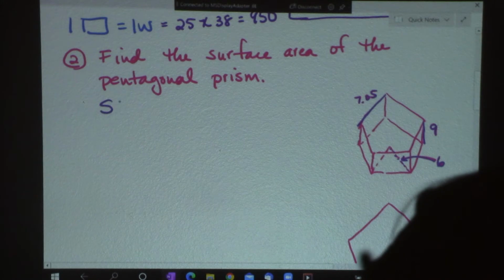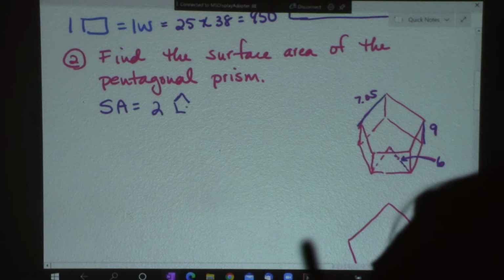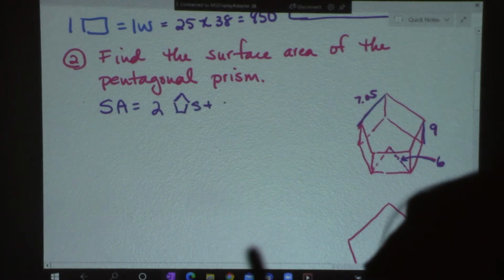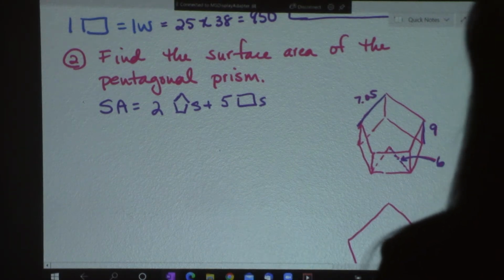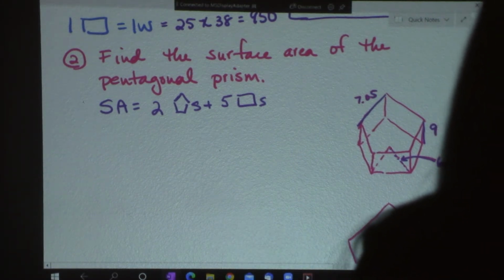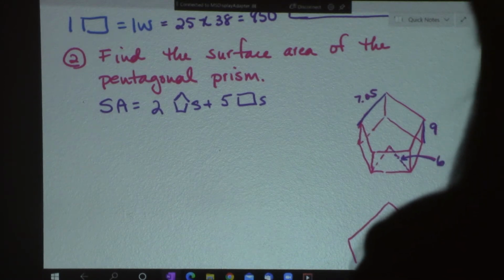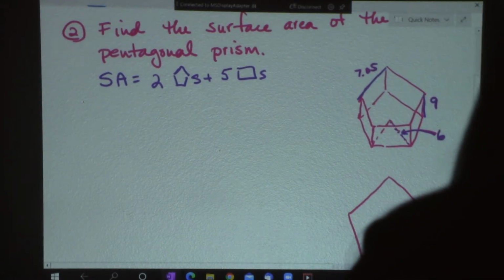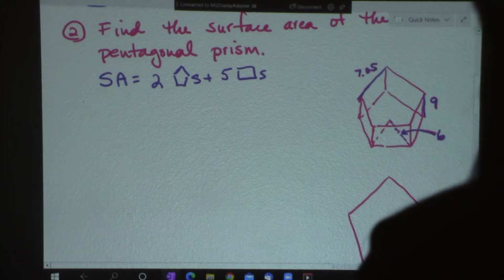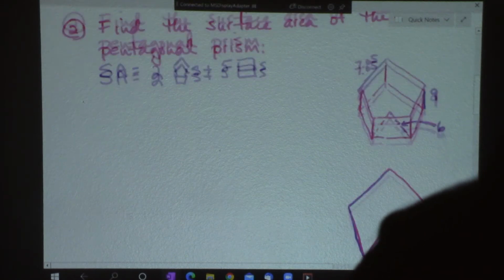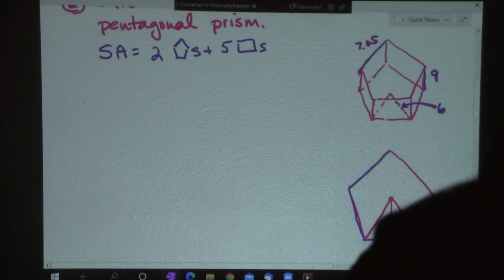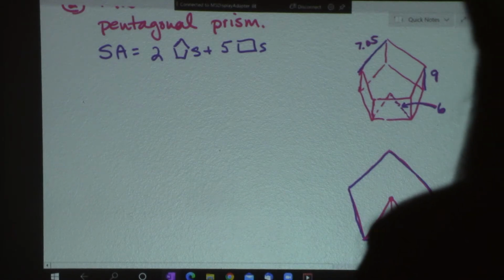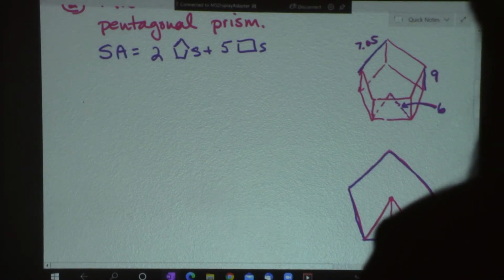So let's write down a plan. I'm going to have 2 pentagons, and then I'm going to have 5 rectangles. Okay? Now I wrote them down as all the same because they are all the same. My picture, I know, is not the greatest, never claimed to be an artist, but I'm told that this was a regular pentagon, okay? Which means all the sides are the same.